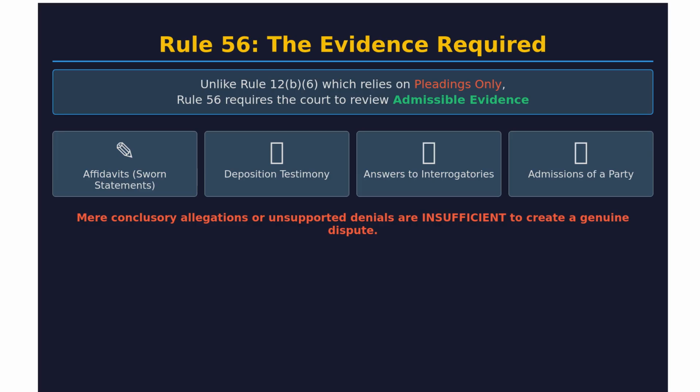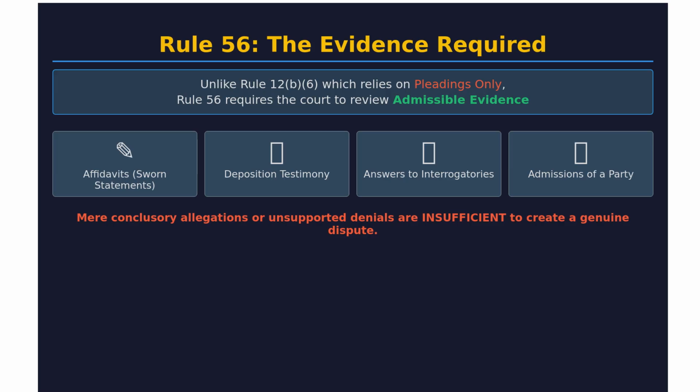This brings us directly to the crucial difference in application. While Rule 12b-6 motions are confined strictly to the four corners of the complaint, Rule 56 demands evidence. The court actively reviews admissible evidence presented by the parties to determine if a genuine factual dispute truly exists. This evidence must be concrete and properly authenticated.